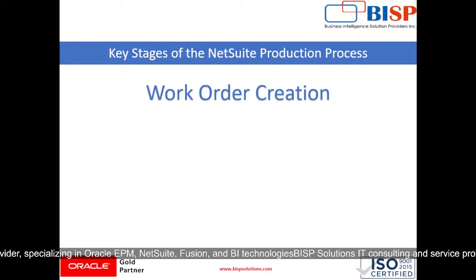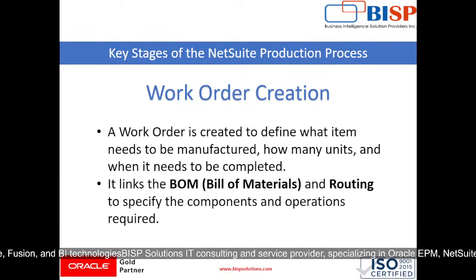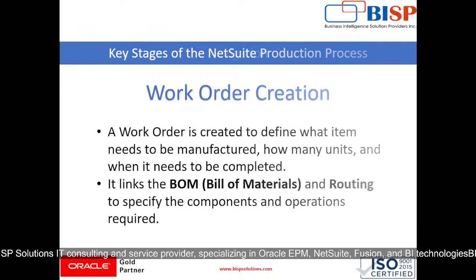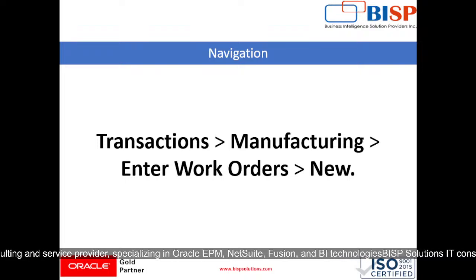Then comes our work order creation, where a work order is created to define what item needs to be manufactured, how many units need to be manufactured, and when it needs to be completed. It also links the BOM, which is bill of material, and routing, to specify the components and operations required. For navigation, click on transactions, under transactions, manufacturing, under manufacturing, enter work orders and then click on new. After selecting the assembly item and defining the quantity, we choose a location and save the work order.